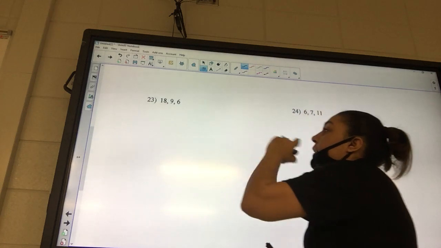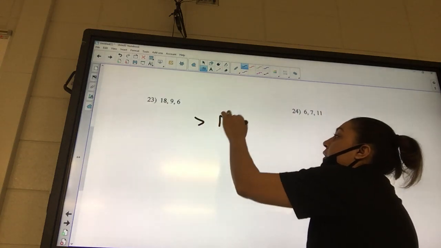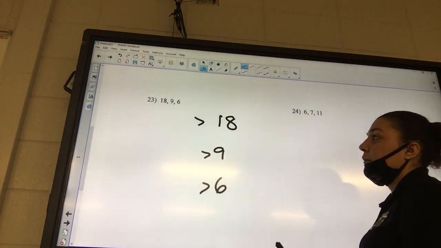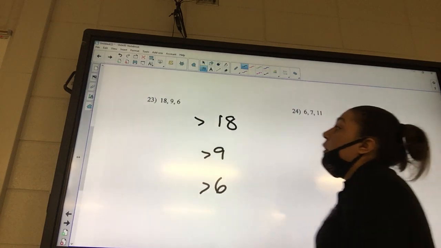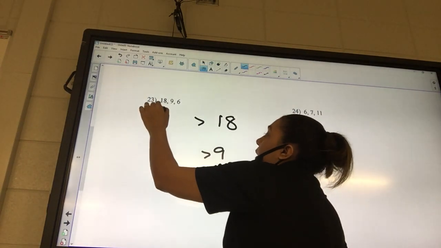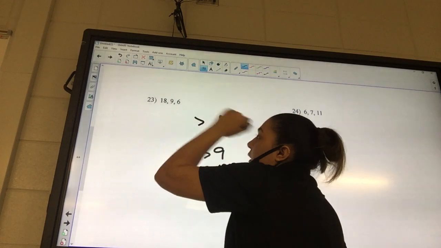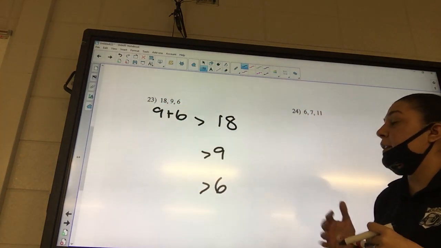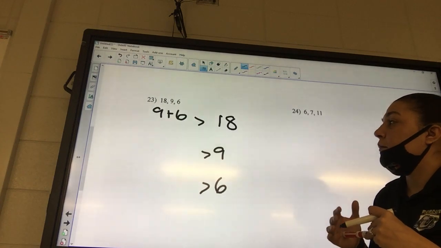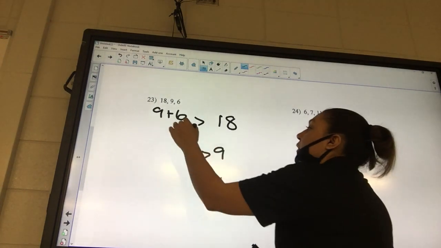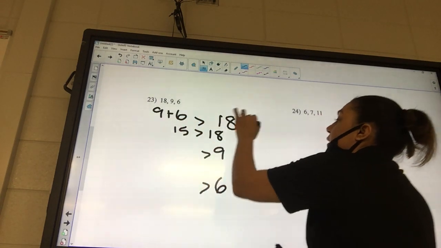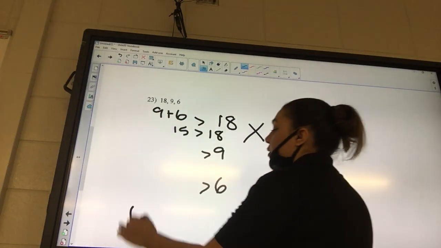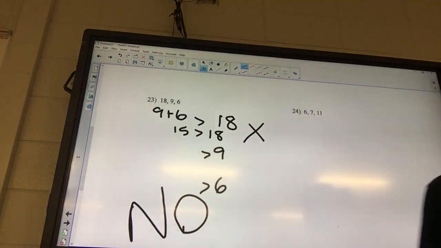Okay, this one, 18, 9, and 6. So you can say greater than 18, greater than 9, greater than 6. So we got 9 plus 6. Is 9 plus 6 bigger than 18? No, it's not. 15 is greater than 18. That's not true. So you could stop here. You don't need to do the rest of the math, okay? As soon as you get a no, put no and keep it moving.